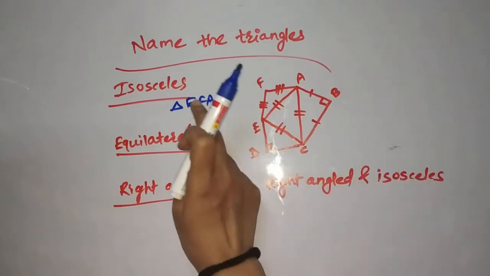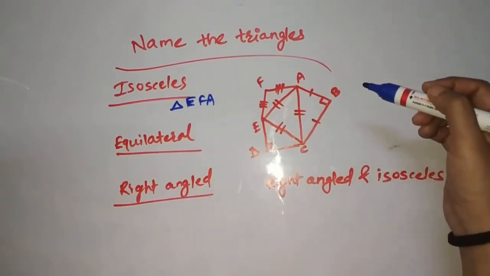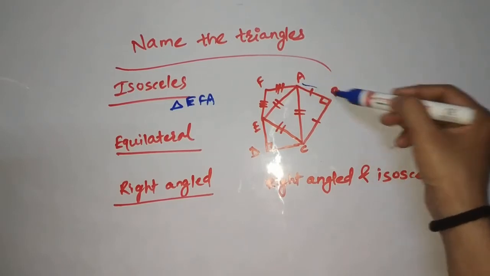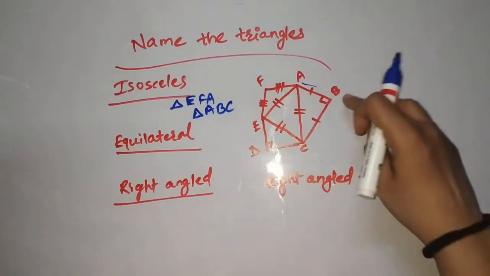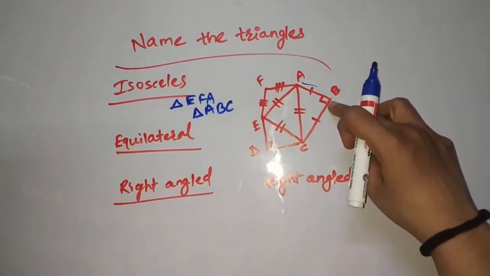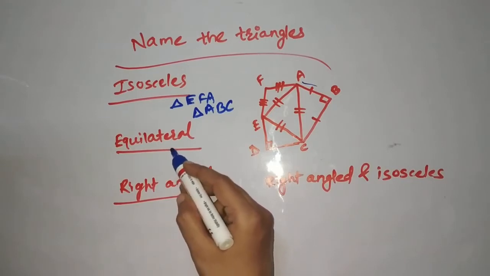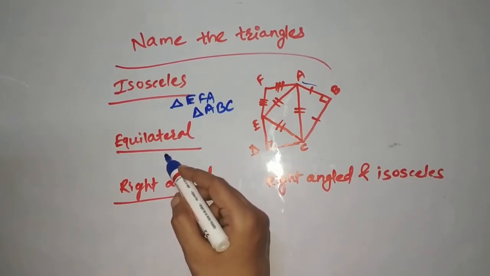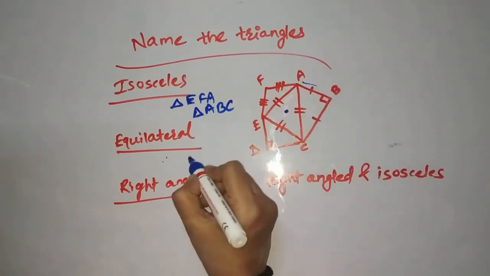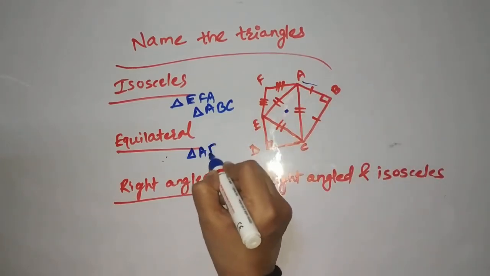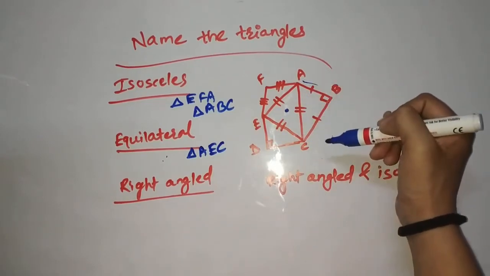So friends, this triangle EFA is one of the isosceles triangles, and one more is here, ABC. Triangle ABC is also an isosceles triangle, plus this is not a right angle. Now friends, next is equilateral. What is equilateral? A triangle in which all three sides are of equal length. If you notice this middle triangle AEC, all three given sides are of equal length. AE is equal to EC, which is equal to CA.